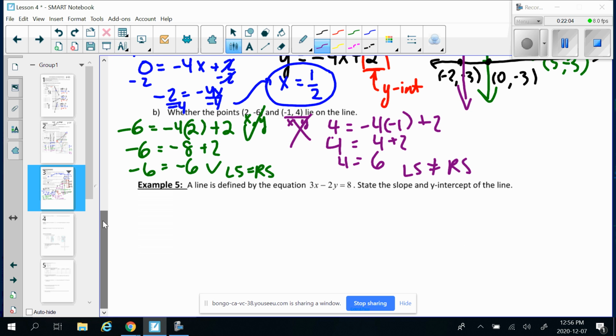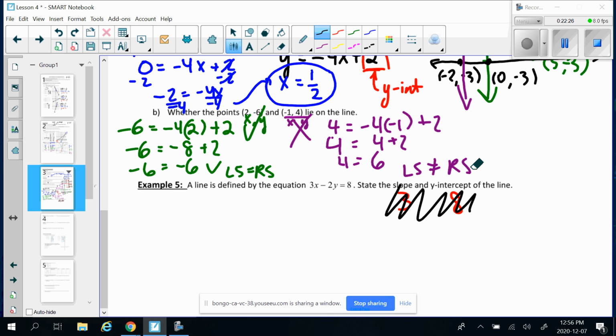In example number 5, a line is defined by this equation. State the slope and the y-intercept of the line. Now, let me tell you what a rookie would do. They would look at this and say, oh, the coefficient of x is 3, so 3 is the slope. And then they would say, oh, 8 is the constant, so this is the y-intercept. But that would be very, very wrong.